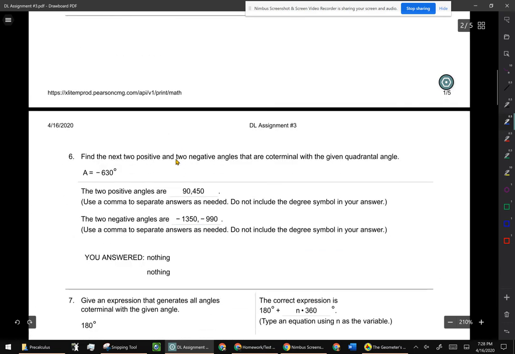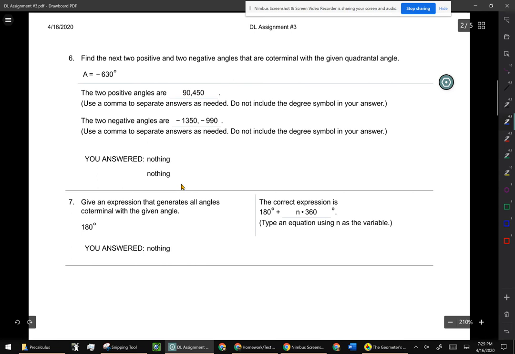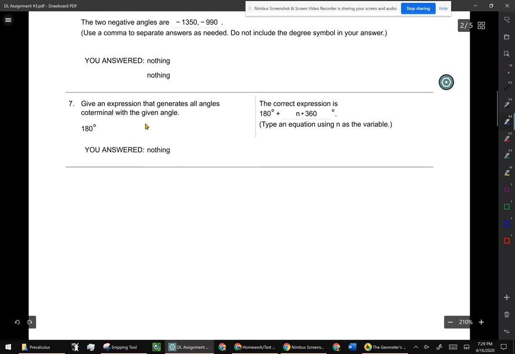Same thing here. And over here, find the next two positive and next two negative. These are actually, again, really easy because all you need to do is keep adding 360 to this until you get to your first two positive ones. Yeah, you can just subtract 360 and subtract 360. It's, again, pretty straightforward. The math is pretty easy. Number 7, let me show you how to do this one.